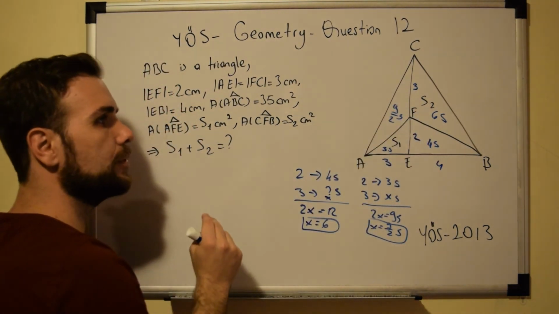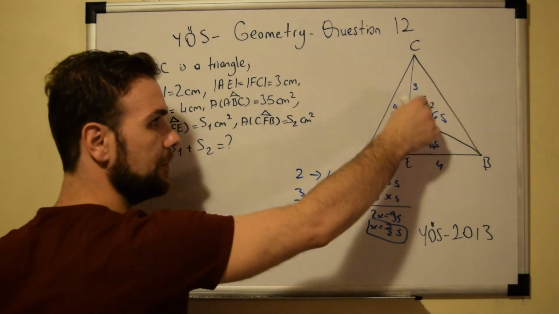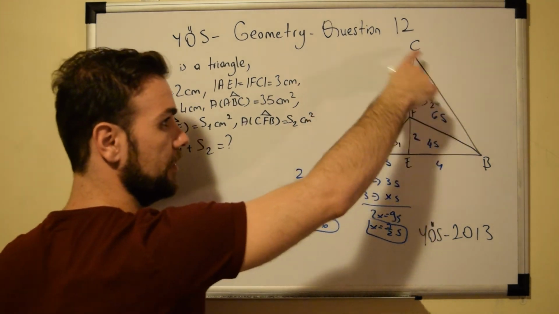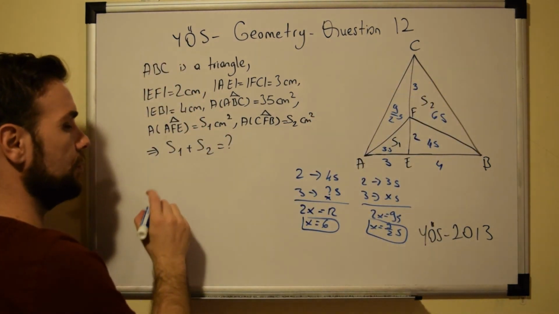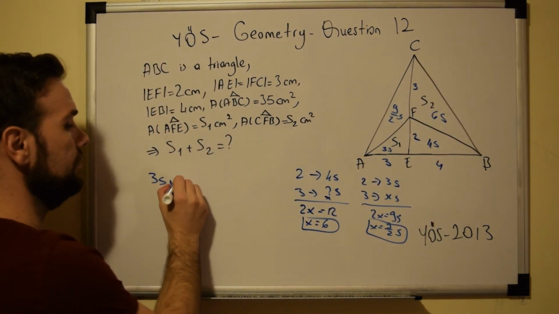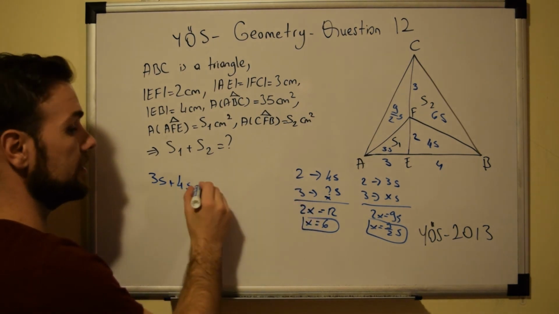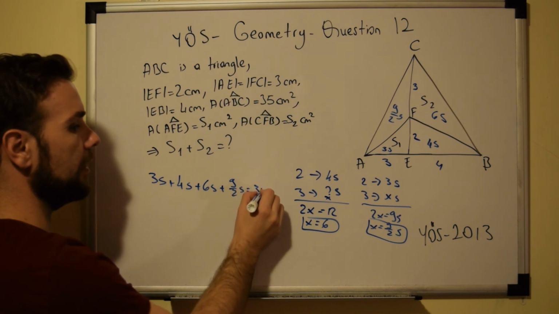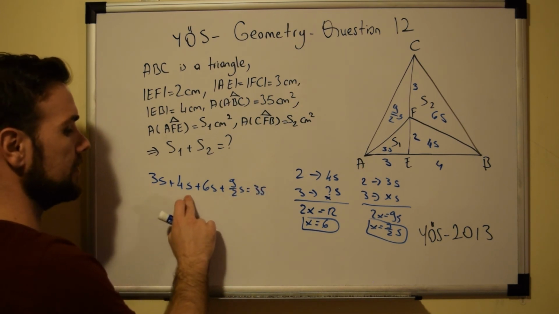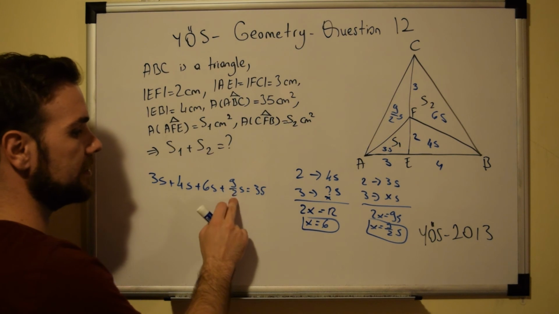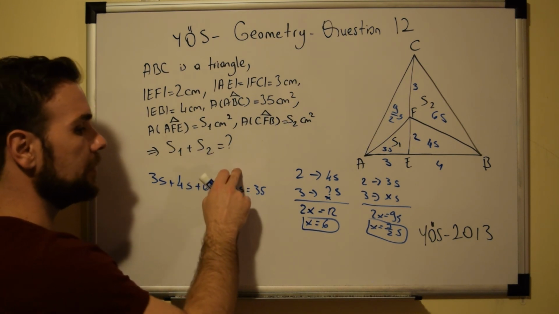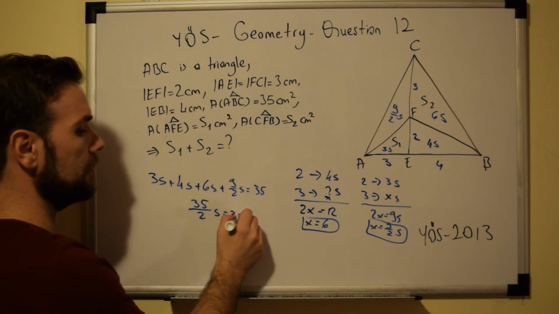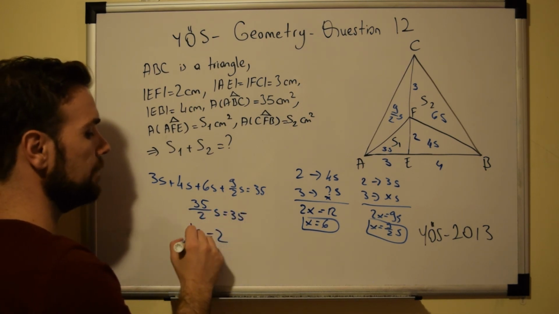Now that we know this information, all we have to do is add up these areas and equal that to 35, because we are given the area of the big triangle. So let's do that. We have 3s plus 4s plus 6s plus 9 over 2 s, which is equal to 35. What do we have here? 3s, 7s, 13s times 2, 26, plus 9, 35 over 2 s, which is equal to 35. So s is equal to 2.